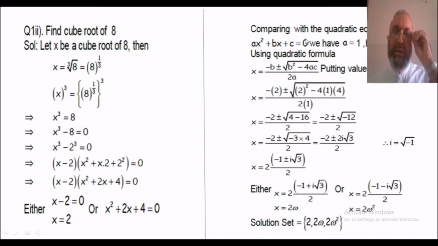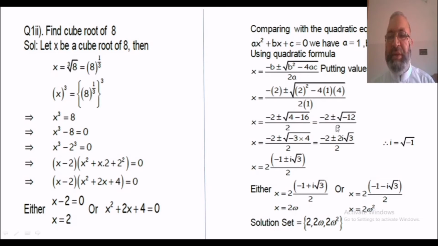Comparing this equation with the standard form of a quadratic equation, ax square plus bx plus c equal to 0, we have a is equal to 1, b is equal to 2 and c is equal to 4. Putting the values of a, b, c in the quadratic formula, we get minus 2 plus minus square root of 2 square minus 4 into the value of a, which is 1, and the value of c, which is 4, divided by 2 times the value of a, 1. Simplifying, we get minus 2 plus minus square root of 4 minus 16, that is minus 12 under the root.